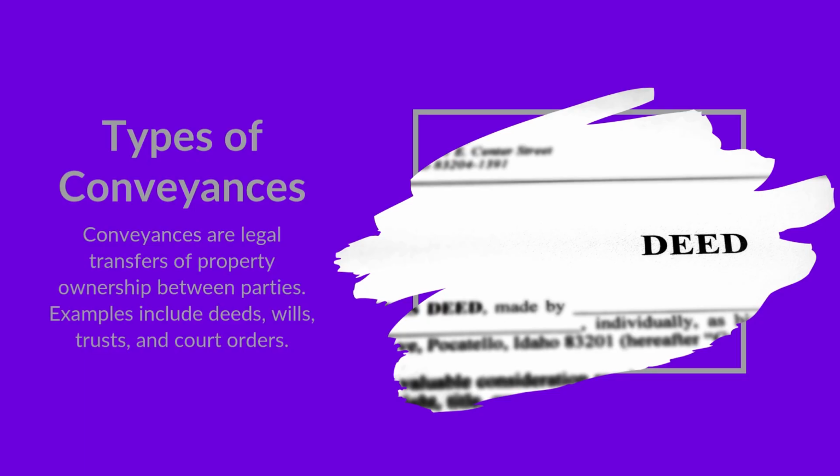Typically, conveyances use deeds or wills, trusts, and even court orders to convey property ownership in a legal way.